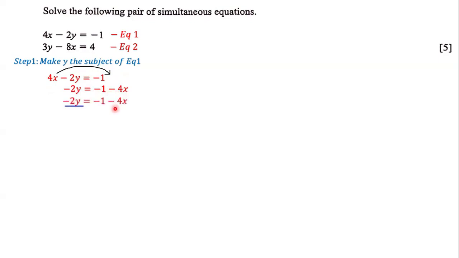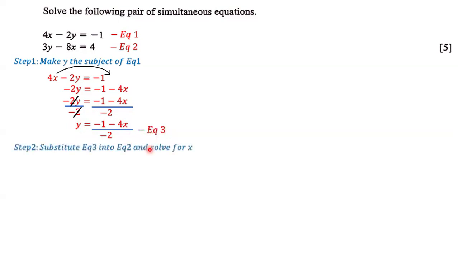Next, we divide both sides of this equation by -2, and so this cancels with this. So we have that y is equal to -1 minus 4x all over -2. We're going to take this equation where y is the subject and call it equation 3. Next, we're going to take equation 3 and substitute it into equation 2, and then solve for x.